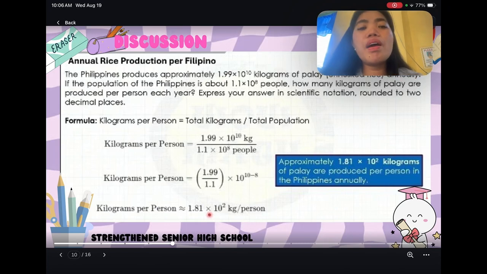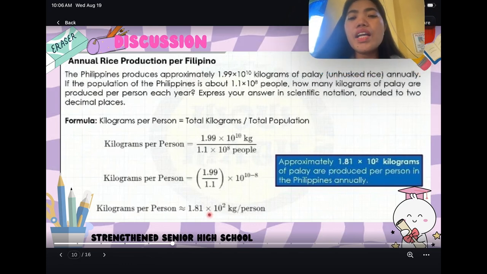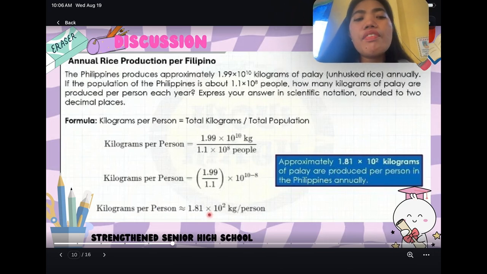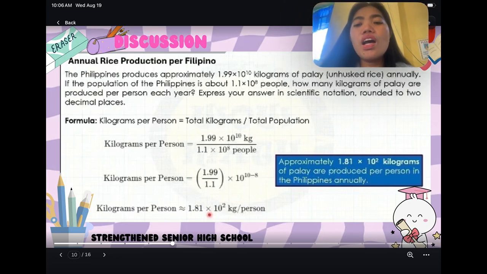Next problem, annual rice production per Filipino. The Philippines produces approximately 1.99 times 10 raised to the power of 10 kilograms of palay, or unhusked rice, annually. If the population of the Philippines is about 1.1 times 10 raised to the power of 8 people, how many kilograms of palay are produced per person each year? Express your answer in scientific notation, rounded to 2 decimal places.